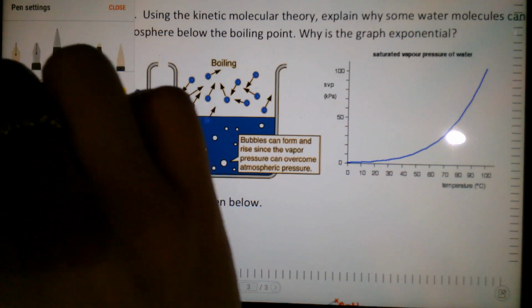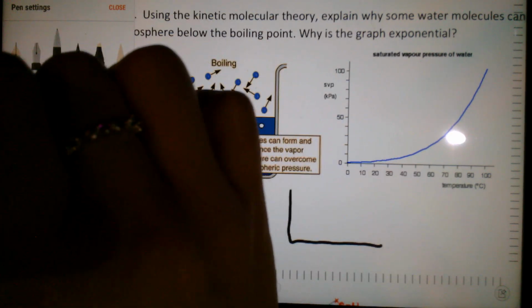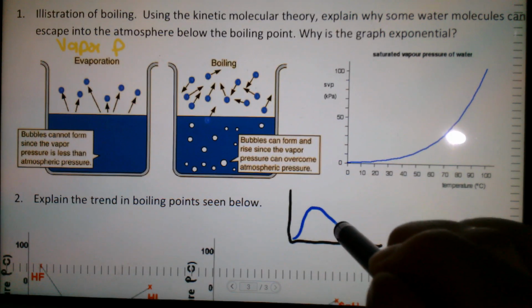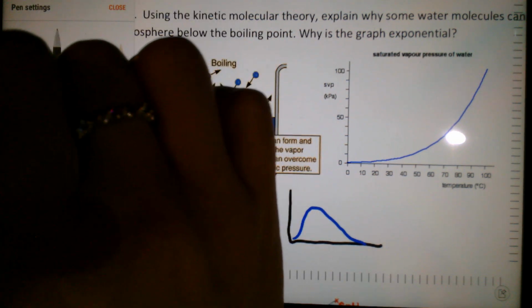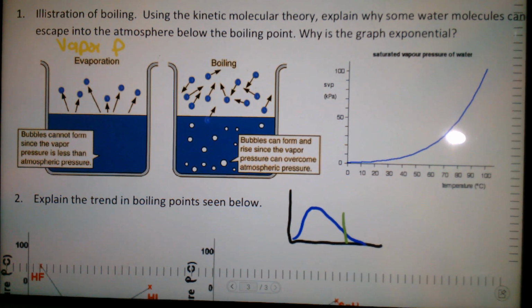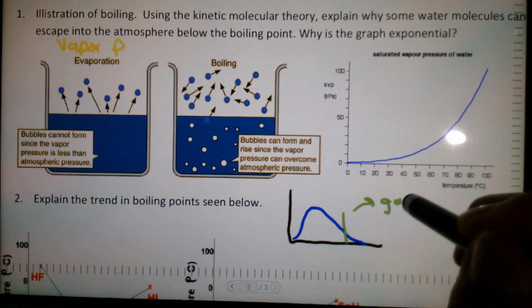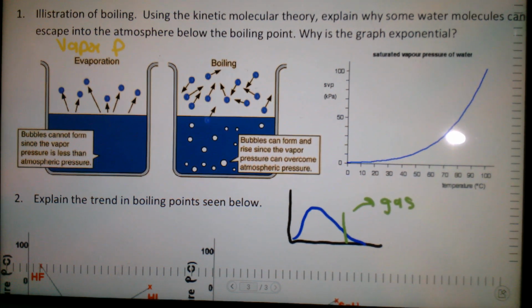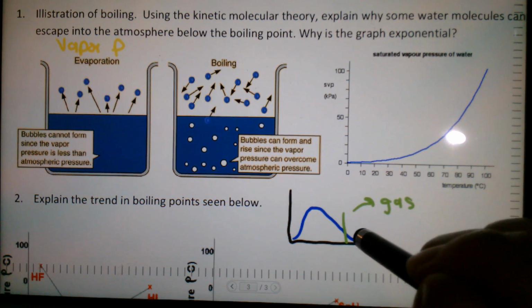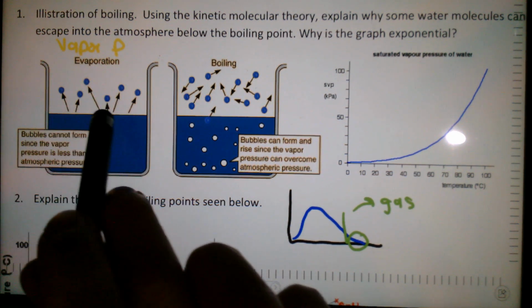So for example, if we were to draw that Maxwell distribution of speeds, we would have something that looked like that. Let's say to escape into the gas phase, you needed to have this minimum amount of energy. So this is the energy where a molecule could escape into the gas phase. For this blue one, only a small fraction of those right there can escape into the gas phase. So we get this here.